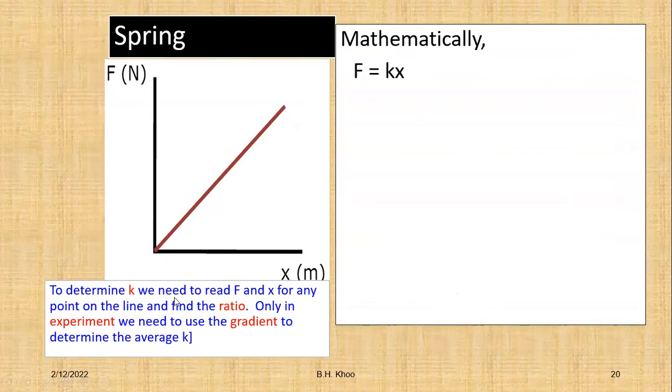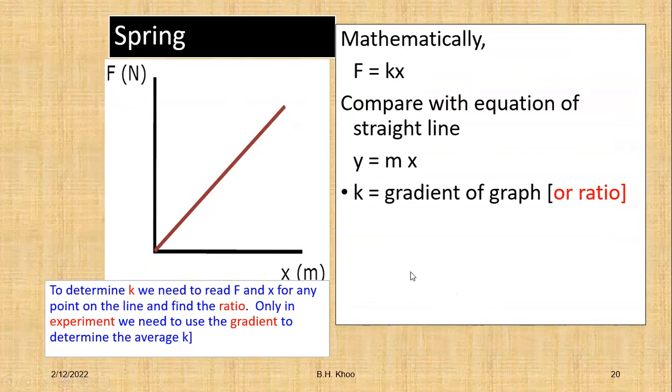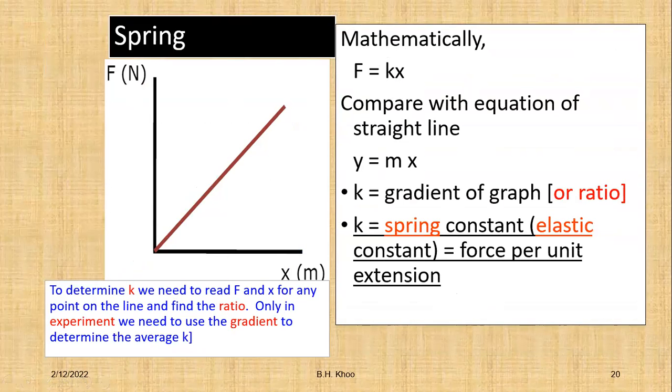If you are asked, you should be able to write the equation F equals Kx, and then compare Hooke's law to the equation of a straight line. In the equation of a straight line, this is your Y, this is your X. So K is the gradient. It's called the spring constant or elastic constant, or force per unit extension. Find it from the ratio.